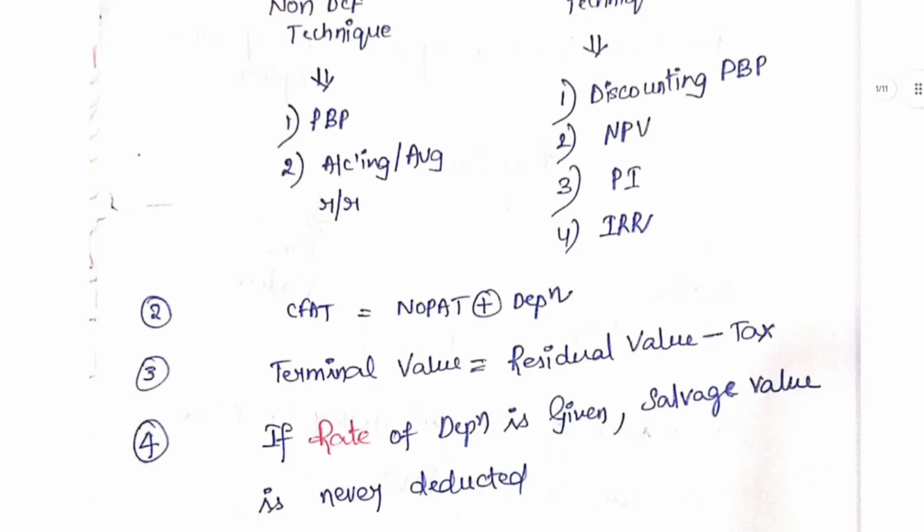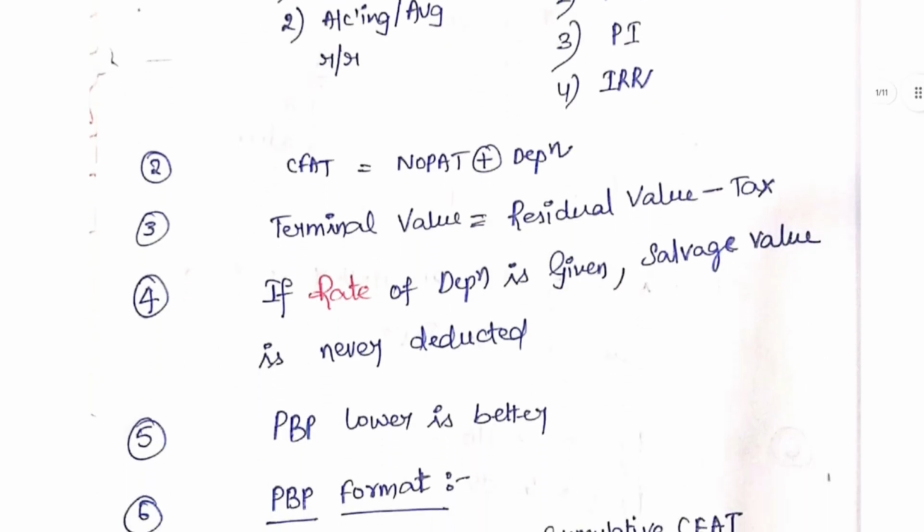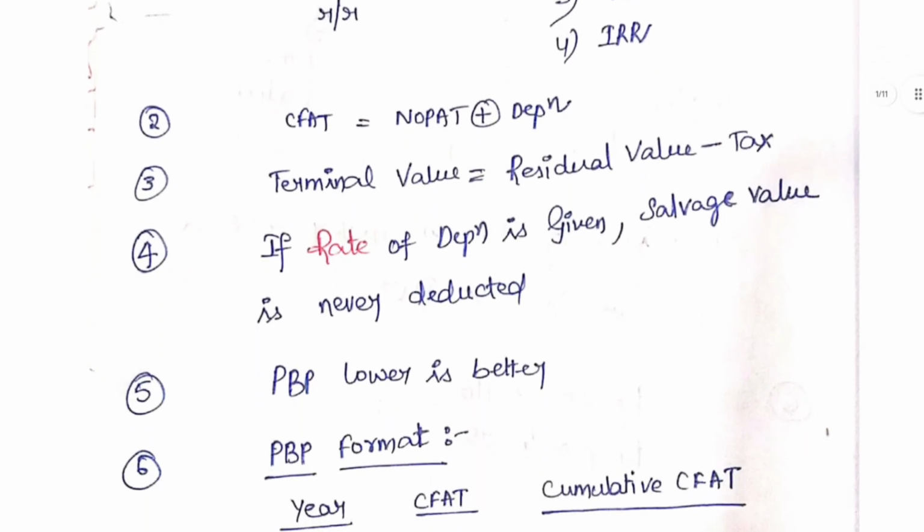Cash flow after tax equals NOPAT plus depreciation. Terminal value equals residual value minus tax. If a rate of depreciation is given, salvage value is never deducted.